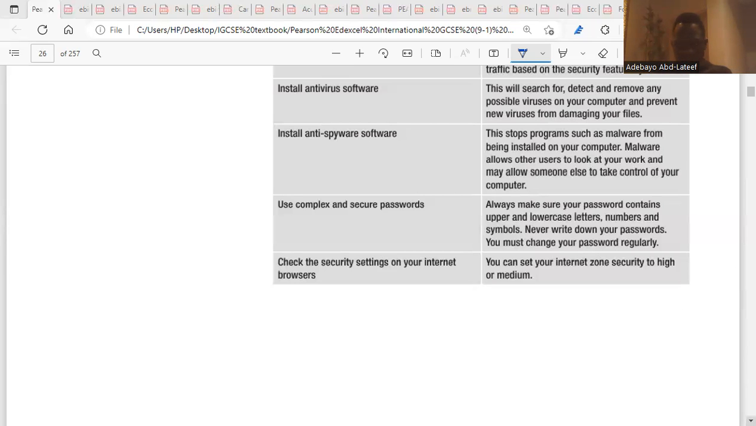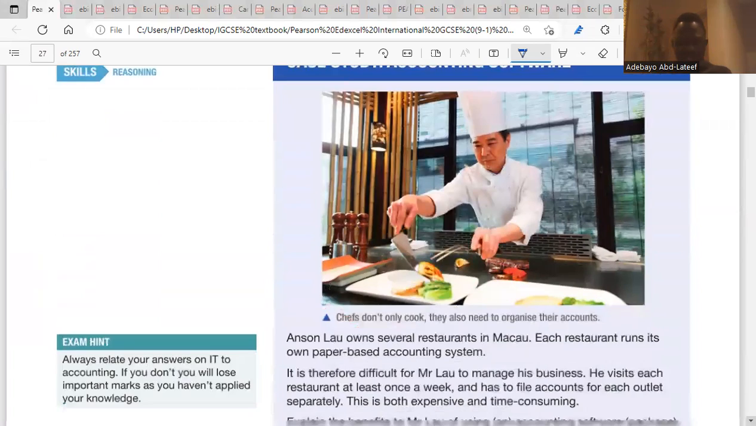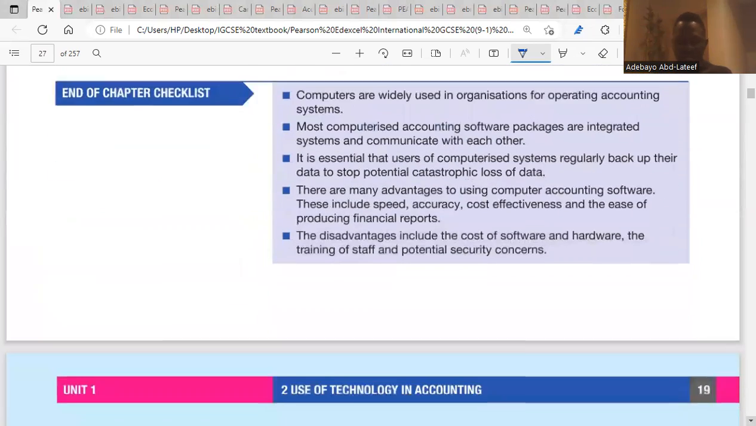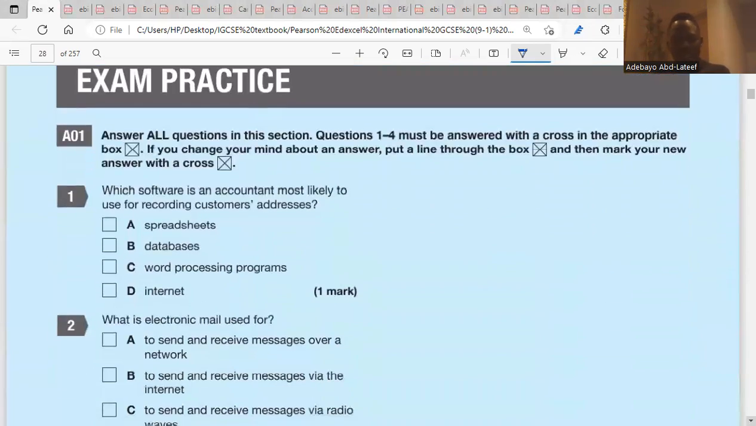So we go down to the case study of software. Let's forget about the case study here. You can do it later on. Let's go to the exam practice.